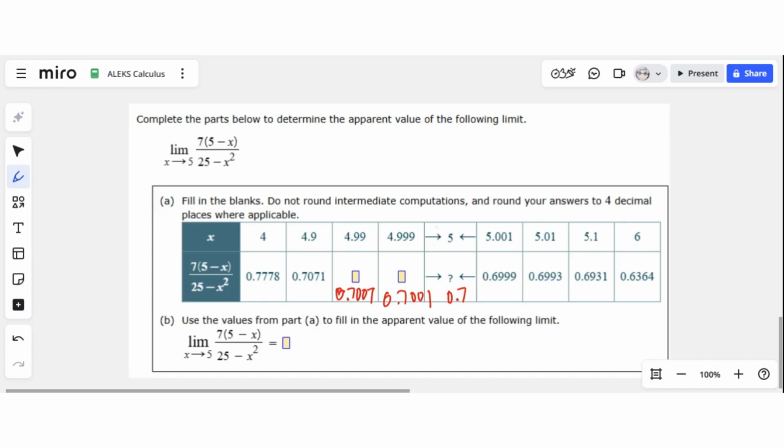There are other ways to calculate limits, but this is something you can do with any function you have. Plug in values approaching the value that you're trying to find the limit of, and then see what comes out and what number it appears to be approaching. All right, that's a little bit of work with finding limits numerically.